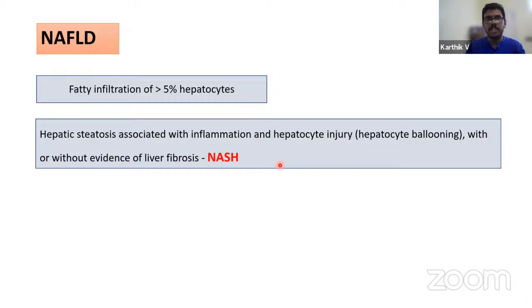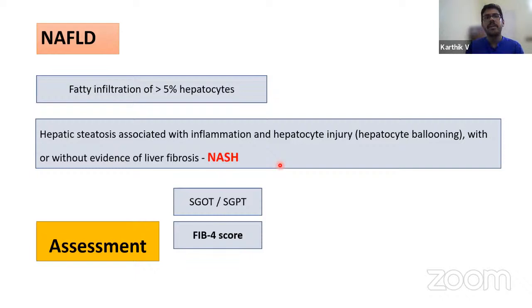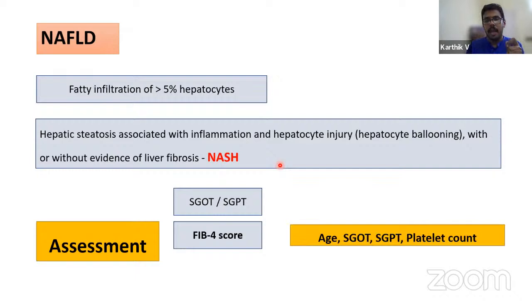And how do you assess for the presence of NAFLD? You can use SGOT, SGPT, and a very important non-invasive monitoring tool is the FIB-4 score, which is advocated by ADA, which has four parameters: age, SGOT, SGPT, and platelet count. This is an important potential MCQ for your upcoming exams. FIB-4 score, which of the following is not a component? A question like that can be asked.